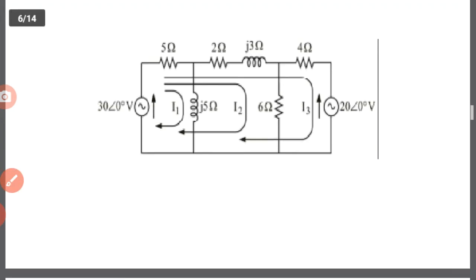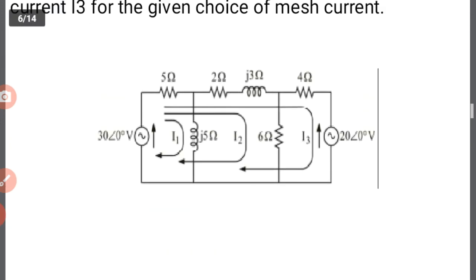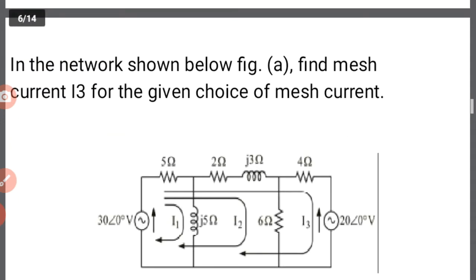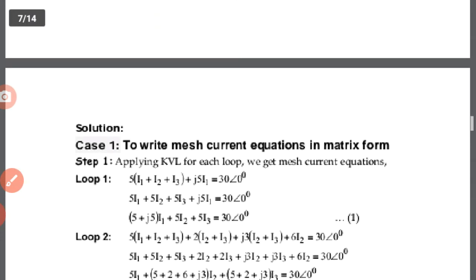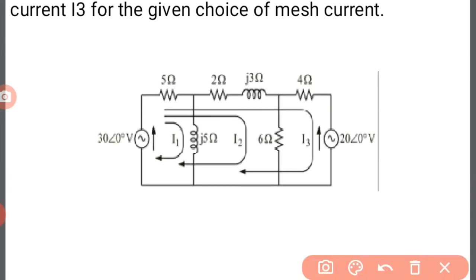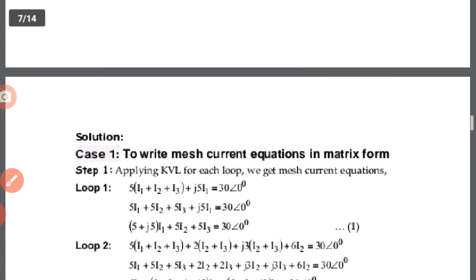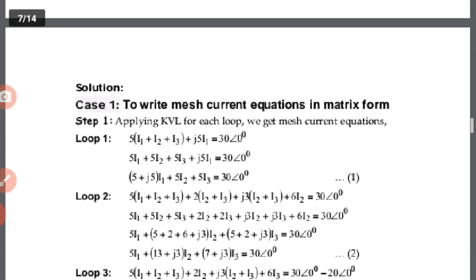Next, go for equation 1, that is for loop 1: 5 into (I1 plus I2 plus I3). This one is a 5 ohm resistor, and from this 5 ohm resistor the I1, I2 and I3 currents are flowing. So 5 into (I1 plus I2 plus I3) plus J5 into I1. Only the I1 current flows through this J5 ohm element, so plus J5 into I1 is equal to 30 angle 0 degrees.